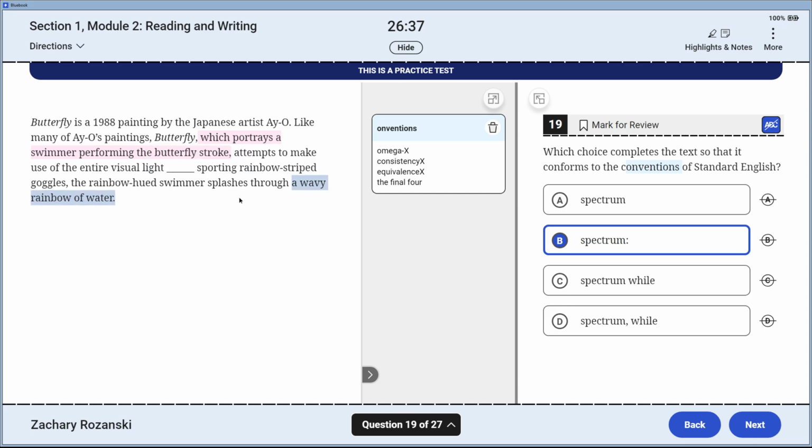So I have a complete sentence to the right, but a colon can have pretty much anything on the right side of it. I'm going to consider if the right side exemplifies the left side for this one. Is a wavy rainbow of water the entire visual light? Yeah, I like it. I dig it. I could consider the other ones, that "while" would be presenting some sort of contrast, or concurrent action that isn't present, but then A falls because there is a complete sentence on either side.